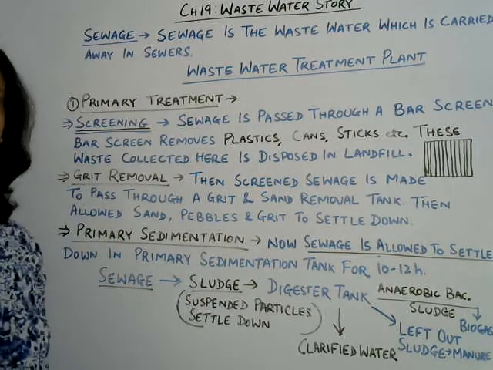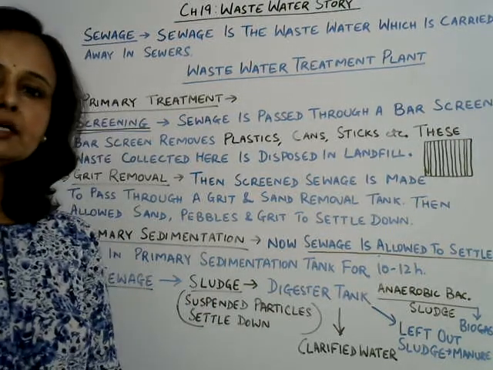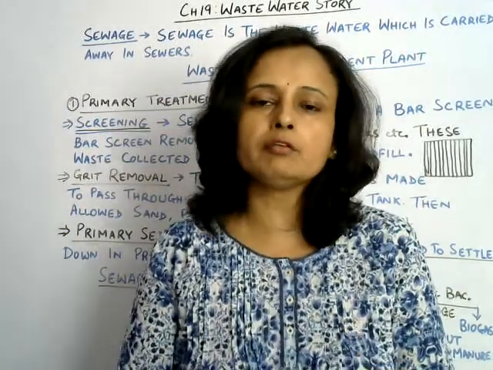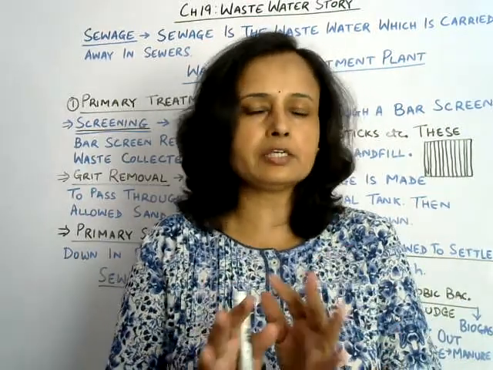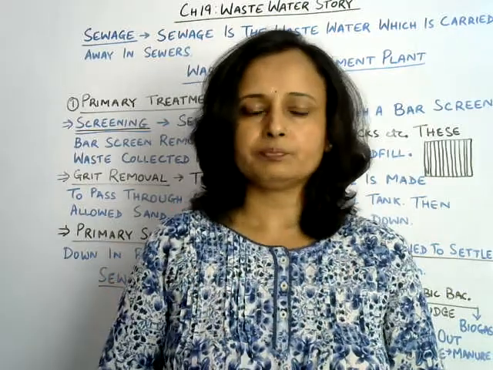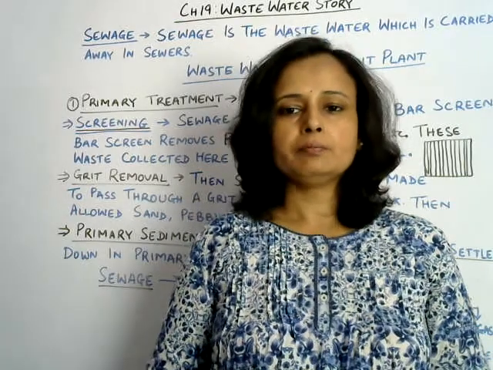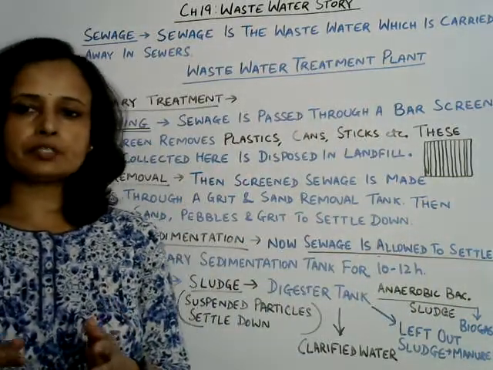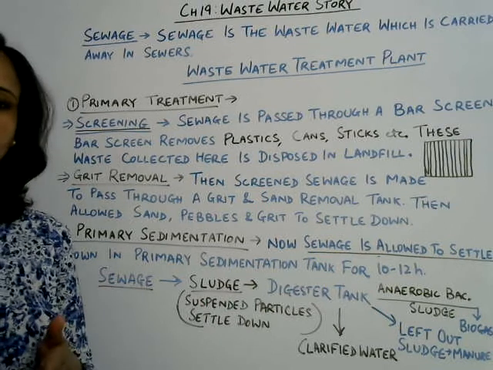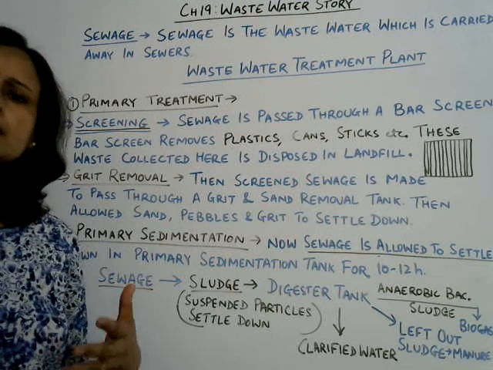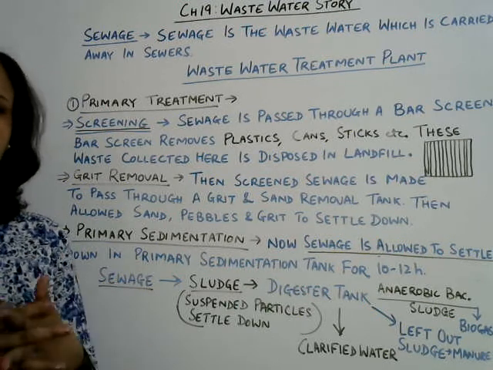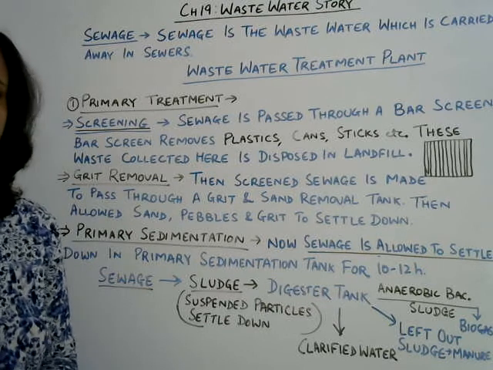Then next one is primary sedimentation. Sedimentation means again when the sewage water is allowed to settle down on the bottom of some huge container, that is sedimentation. So sedimentation is basically allowing anything that is mixed in water to settle down. Then in primary sedimentation there is the same process of settling down the wastewater, that is sewage, in the primary sedimentation tank. For 10 to 12 hours it is allowed to settle down in this sedimentation tank.